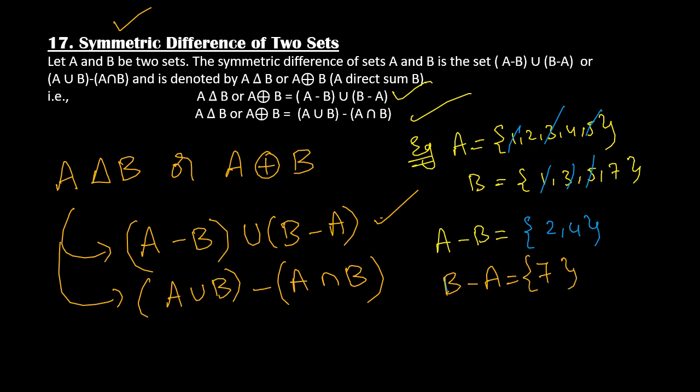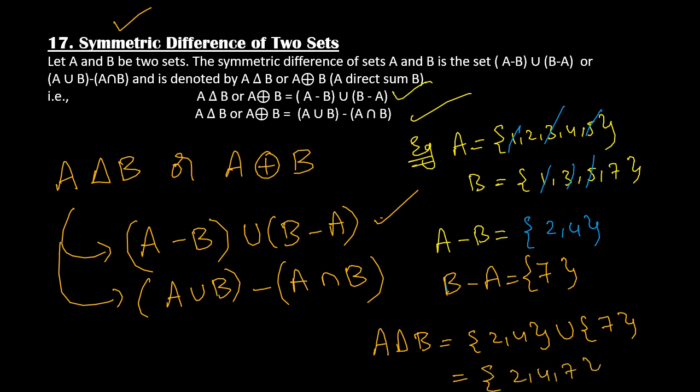Is it okay? So then what happened to the symmetric difference of A and B? The formula is A minus B, which is 2 comma 4, union with 7. You know what is meant by union? You have to take all the elements which are there in A and B. Both. So the answer will be 2 4 7. Any doubts up to here?